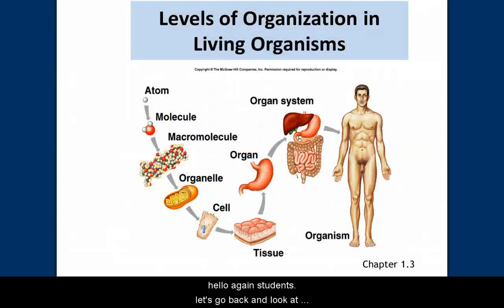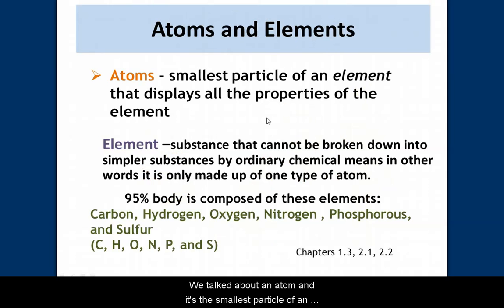Hello again, students, and let's go back and look at levels of organization and throw in a little information on chemistry and the cell. We know that we start out as a single atom when we look at the levels of organization, and we're going to go from there. We talked about an atom. It's the smallest particle of an element that displays all the properties of that element.